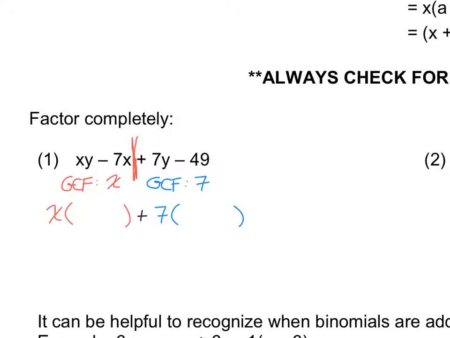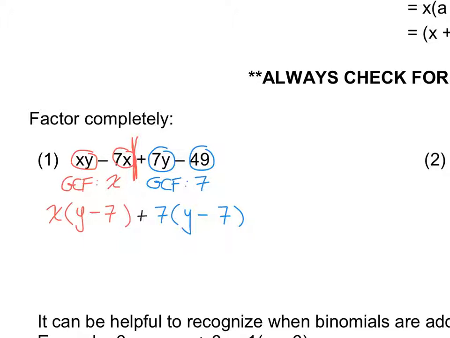So when I pull out an x from here, so I divide this by x, I get a y. Divide this by x, I get a 7. Carry down the minus sign. If I take this one and divide it by a 7, I get a y. Carry down the minus. Take this and divide it by 7, and I get a 7.